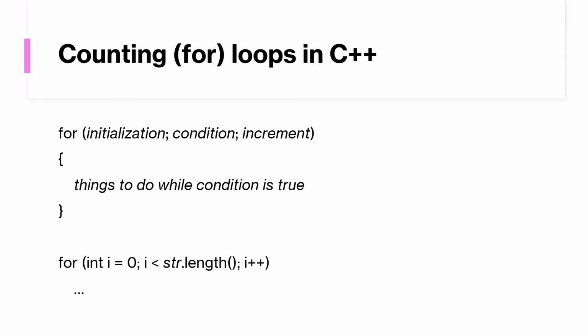What this looks like practically is usually something like for int i equals 0, that's the initialization, we're setting i to 0, i less than string.length, that's our condition, we're going to keep going as long as i is less than string.length, and then i++ is a typical increment. That's just going to increase i by 1 every time you go through the loop.